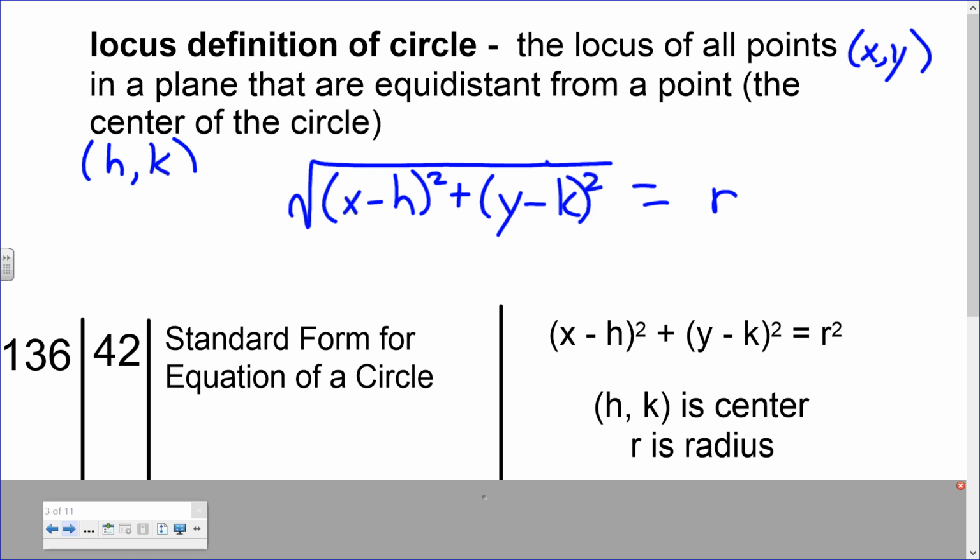And I am going to accept it either way. If your radius is 3, you can either say 3 squared or you can say 9 on that right-hand side. I'm not going to make a big deal about that.